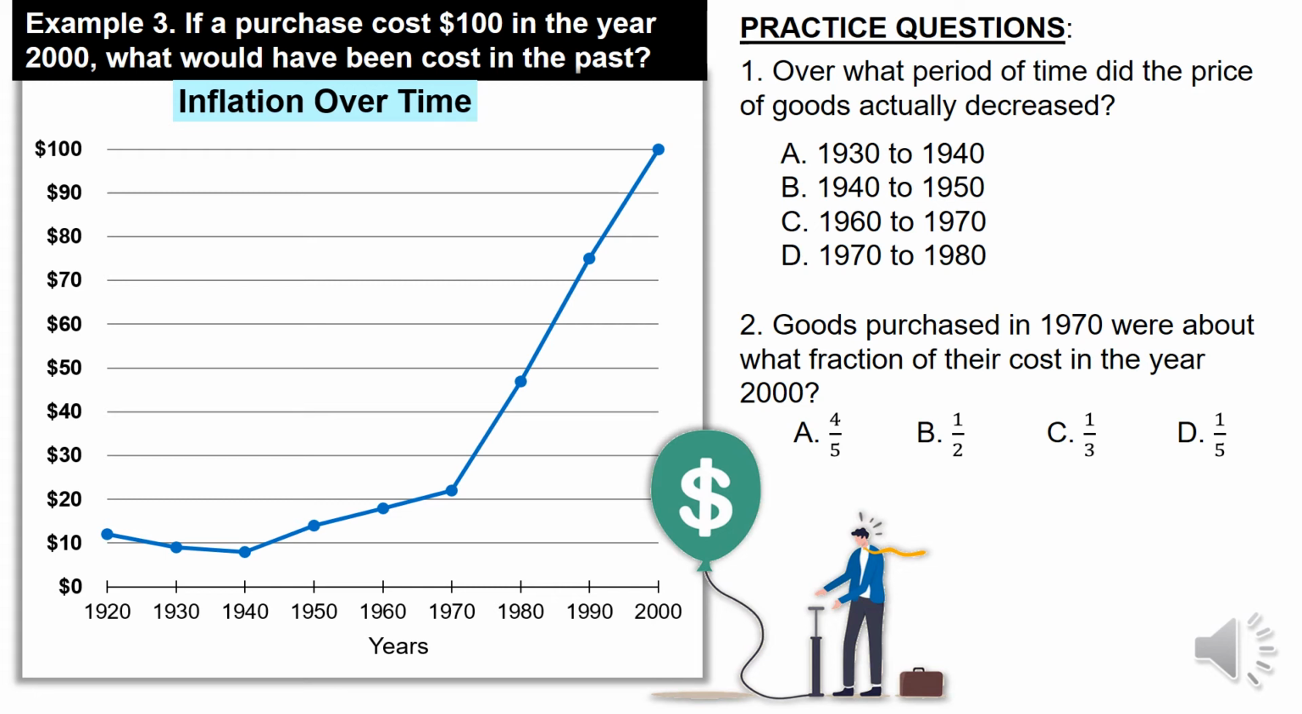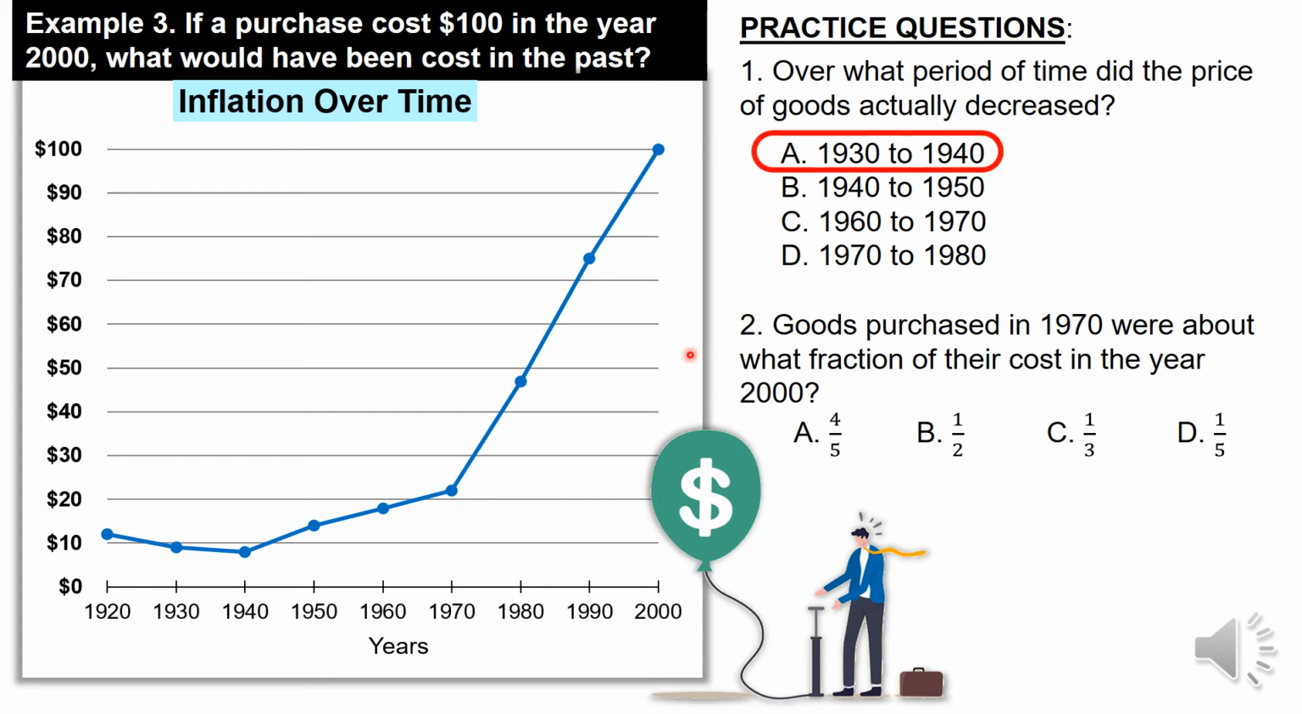Question number 1. Over what period of time did the price of goods actually decrease? So you only have to look here at which year among the options A, B, C, and D had decreased. So 1920 to 1930 had decreased, 1930 to 1940 had also decreased, while the rest of the years had increased. But since 1920 to 1930 is not part of the options, our answer is 1930 to 1940.